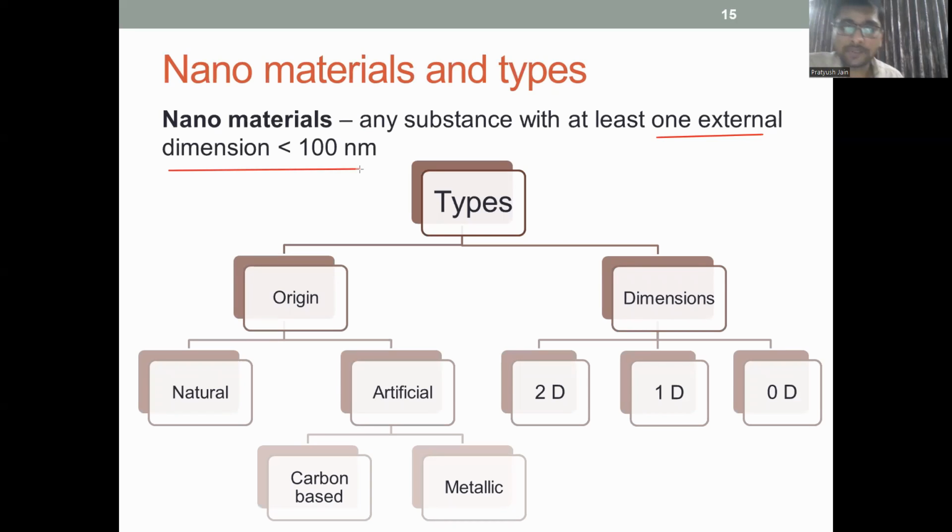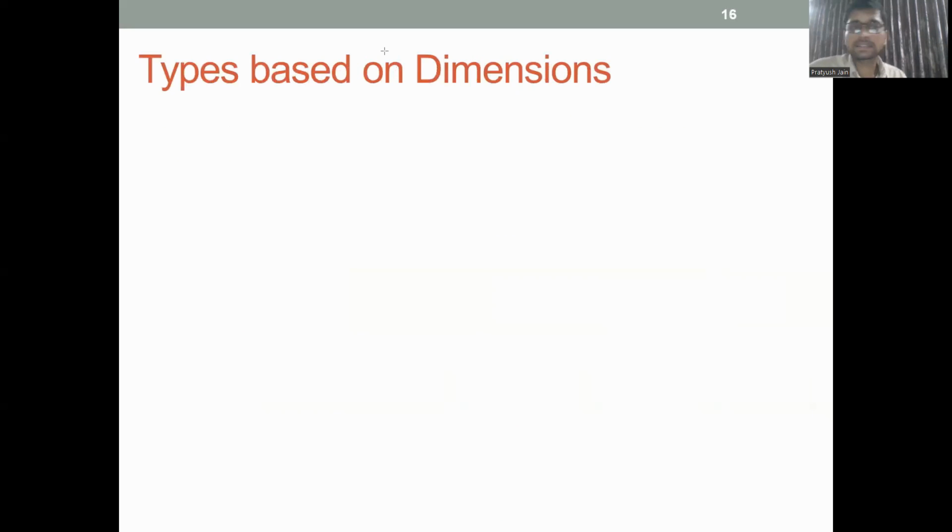Now, when we discuss types, we can classify nanomaterials on two bases: on the basis of origin and on the basis of dimensions. On the basis of dimensions, nanomaterials can be 2D, 1D, or 0D. On the basis of origin, nanomaterials can be natural or artificial, or man-made. Further, artificial nanomaterials can be classified as carbon-based nanomaterials or metallic nanomaterials. Let's start with nanomaterial types based on dimensions.